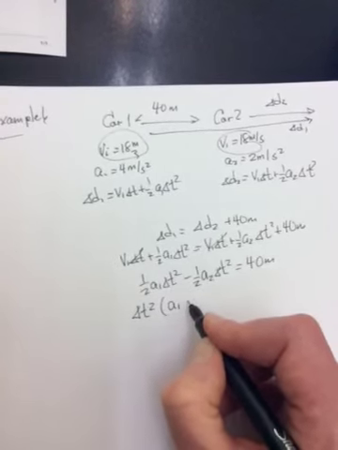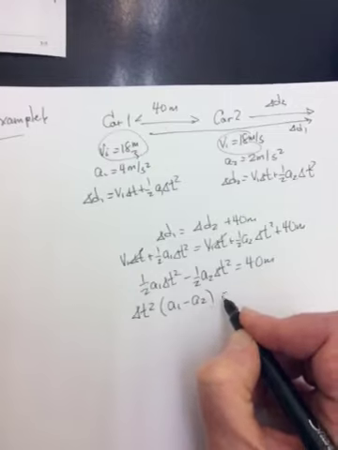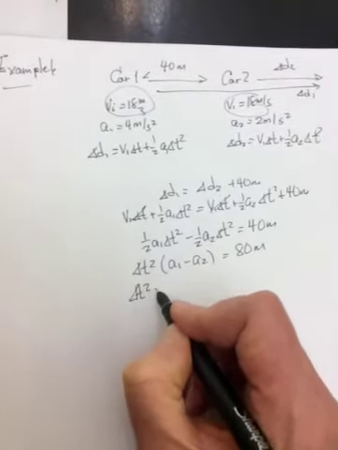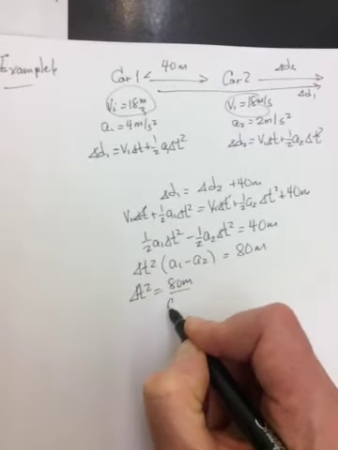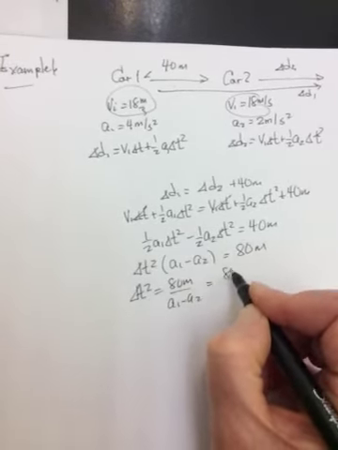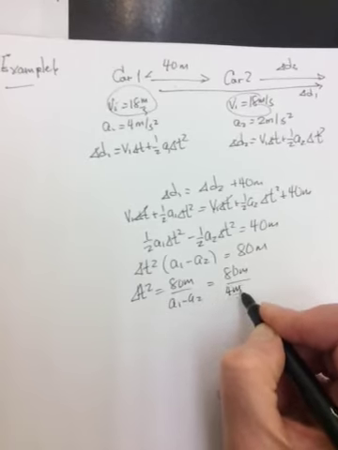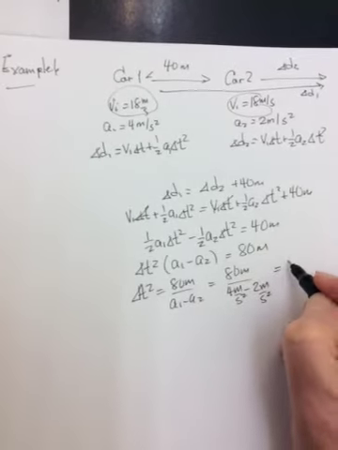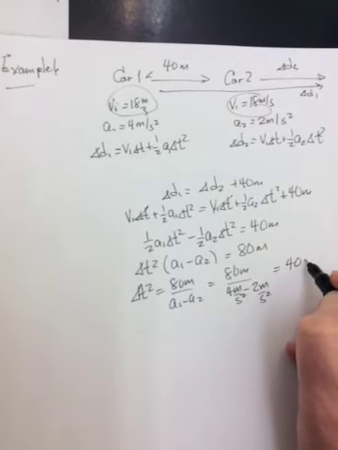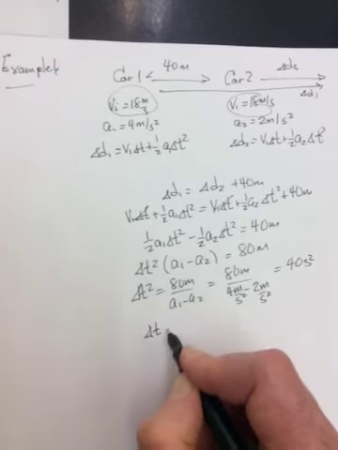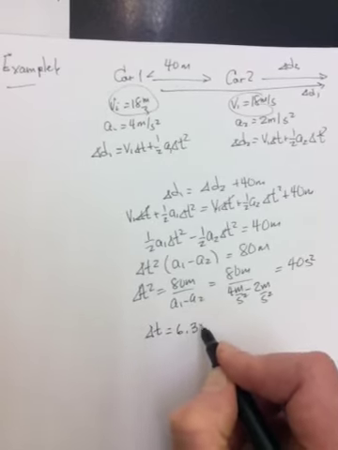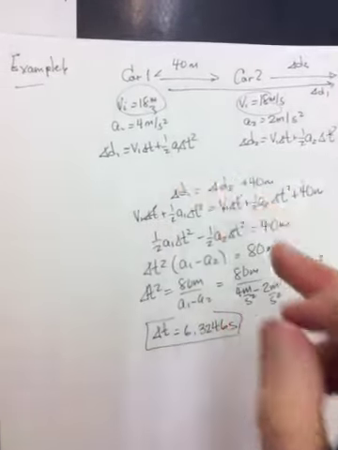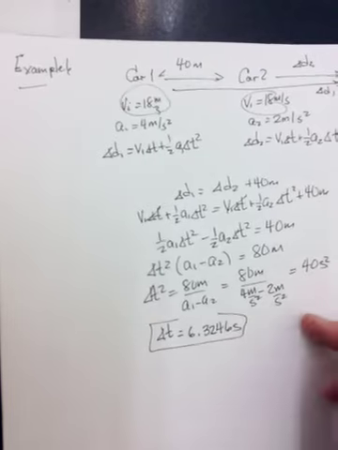So it'll be 1/2 A1 delta T squared, bring the other term over, minus 1/2 A2 delta T squared is equal to 40 meters. Factor out your T squared. I'd probably multiply by 2, so A1 minus A2 times T squared is equal to 80. T squared is equal to 80 meters over A1 minus A2. 80 meters over 4 meters per second squared minus 2 meters per second squared, which is 2. 80 divided by 2 is 40 seconds squared. Take the square root, and you should get 6.3246 seconds. And now we're going to run out of time, but you'd fill it back in and find the distance is 1.193.8.